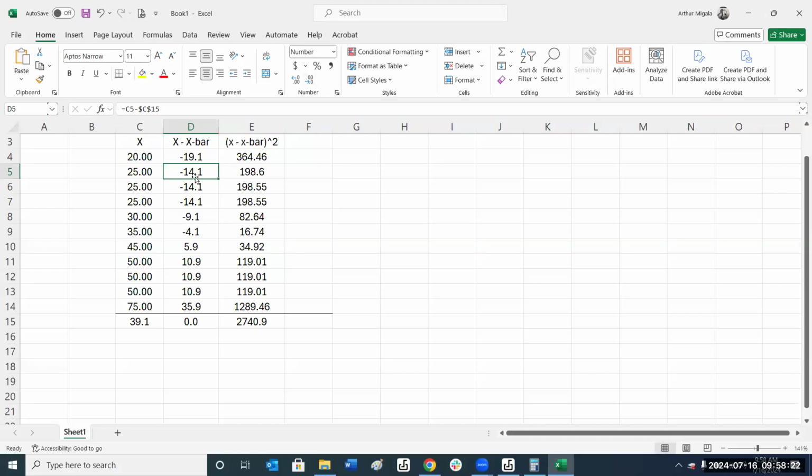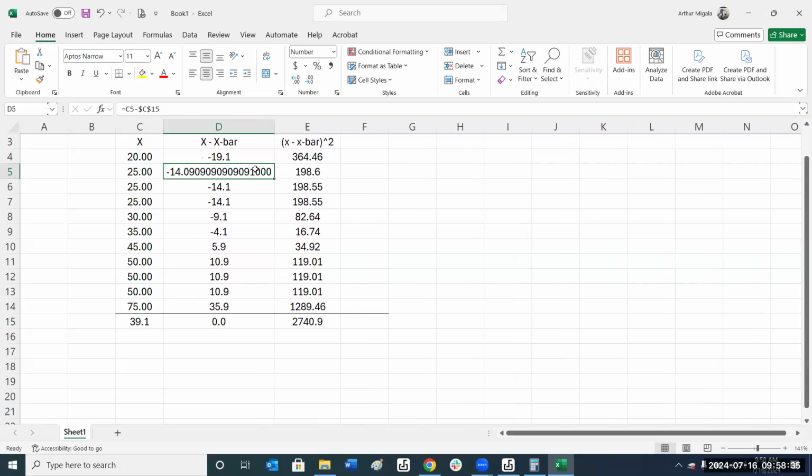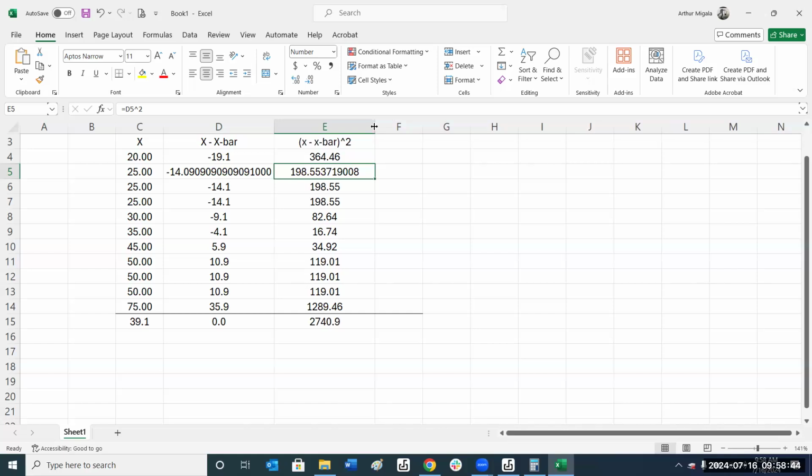Because it's not really 14.1. What this number really is, is that number. And if you square this number, you'll get that answer. So yes, you're absolutely correct. If we just took these numbers as is.